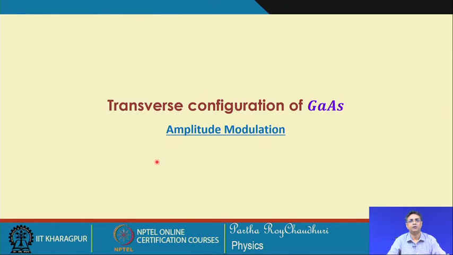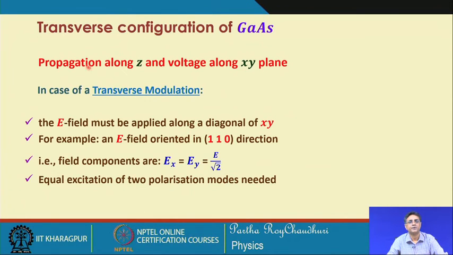So, with that background of phase and amplitude modulation in the longitudinal configuration, let us now see how this transverse configuration of the gallium arsenide isotropic crystal works. For amplitude modulation, you see the propagation is along x and the voltage is applied in the xy plane, that is along the body diagonal of xy. I will show you how the polarization has to be launched.